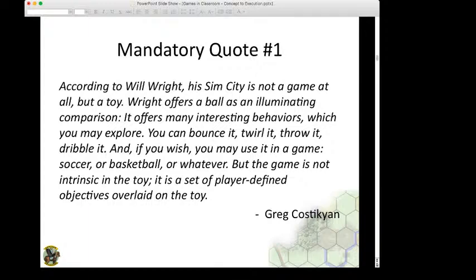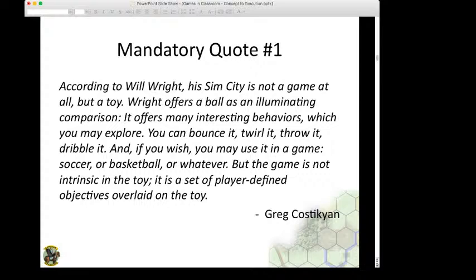All right, mandatory quote number one, because you've got to have quotes from other people, because that's how you get your external validity, right? So Greg Costikyan is great at pointing out that according to Will Wright, SimCity is not a game, it's a toy, right? Here's a ball. You can bounce it, twirl it, play a game with it if you want, but it's the external requirements that you put on the ball that turn the ball into a piece of the game. SimCity is a simulator tool for the city building itself, but it's the external goals that you slap on SimCity that turn it into a game.